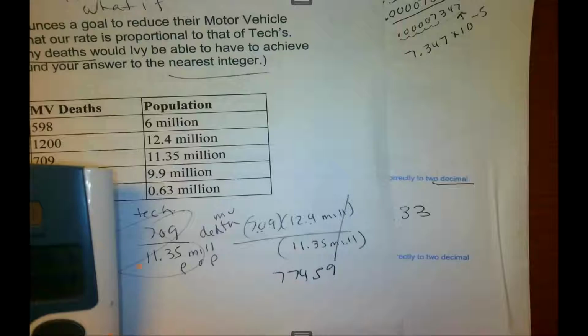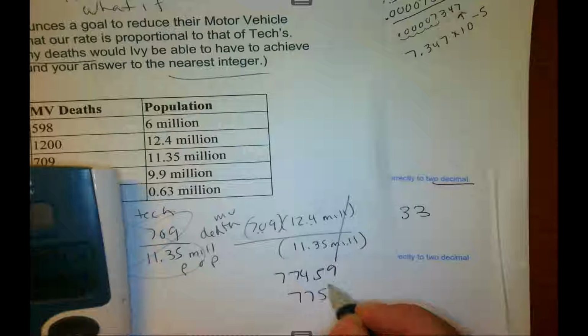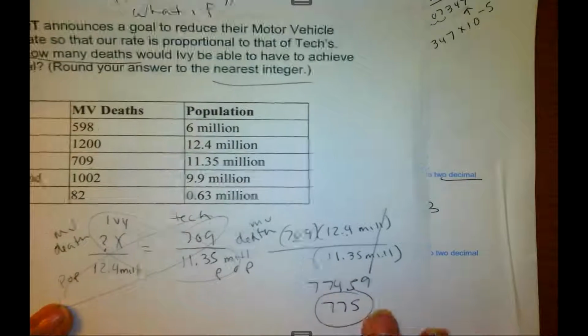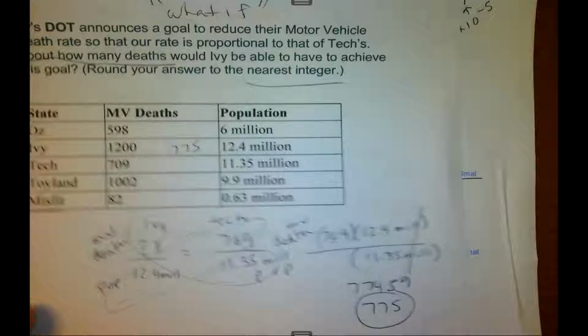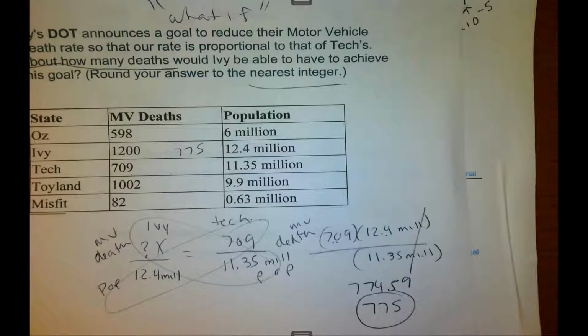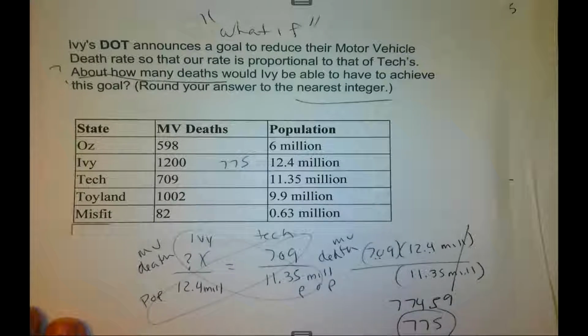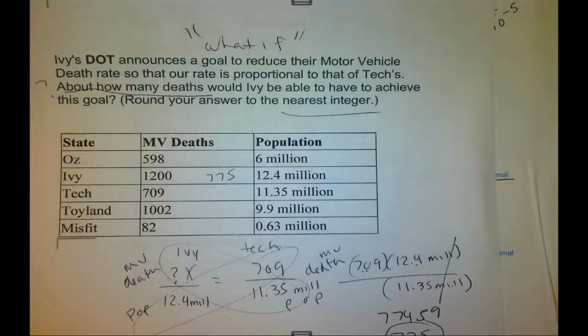And it says go to the nearest integer, which is the nearest whole number. So they would reduce theirs to 775 if they had the same proportion of motor vehicle deaths. Okay? Did a couple of you say you got that? Good job. Or was that to the last problem? So nearest integer means nearest whole number. It could be negative though. Positive or negative number without a decimal or fraction.